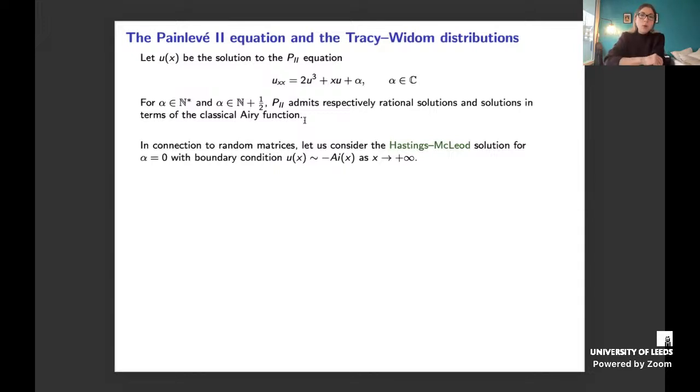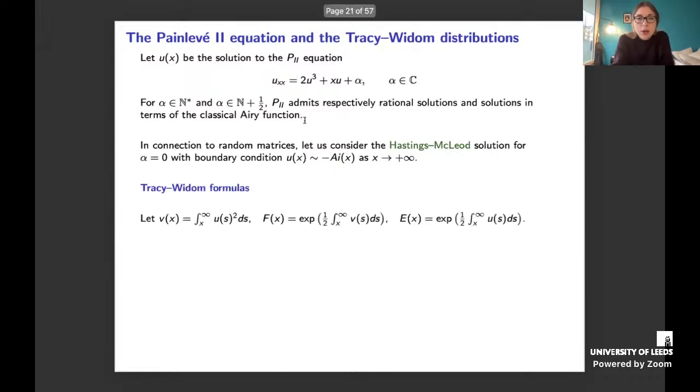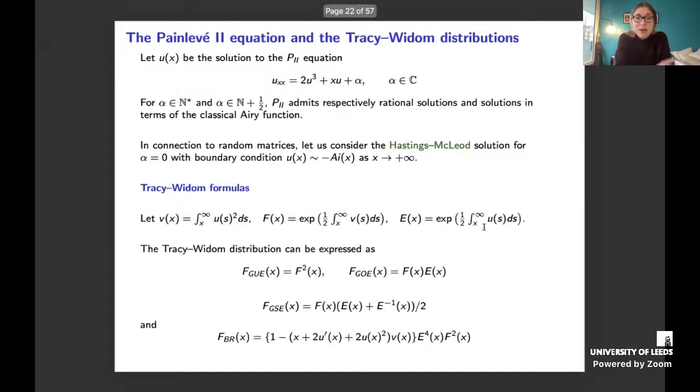And what is the relation between Painlevé 2 and random matrix theory? Now we define these three objects. V is a function defined such that its derivative is u squared. F is the exponential of 1/2 of V, and E is the exponential of 1/2 the integral of the solution to the Painlevé 2 equation. Once we have these three objects, we can describe the Tracy-Widom distributions in terms of these V, F, and E functions.